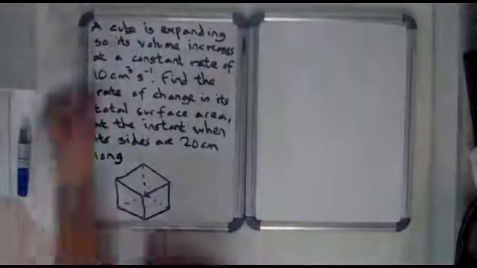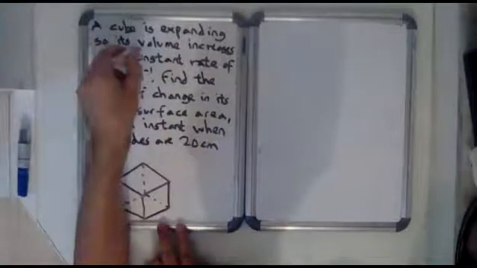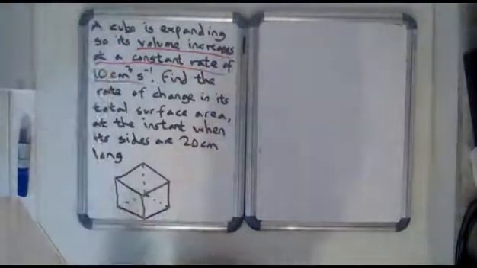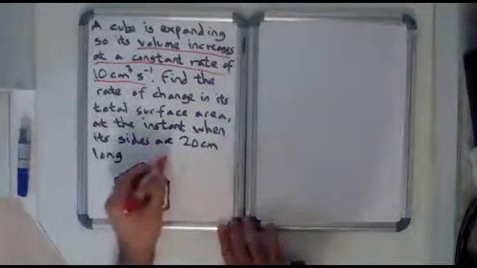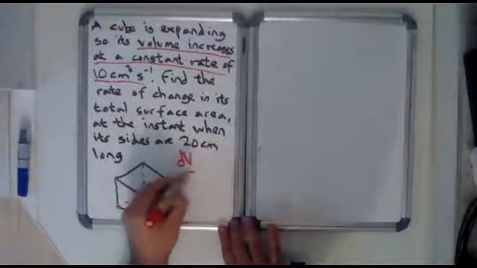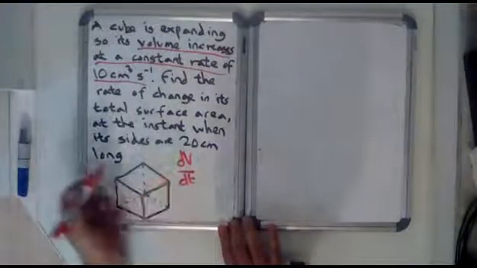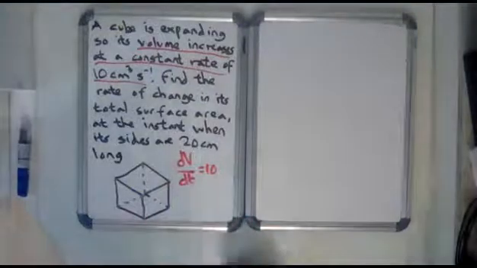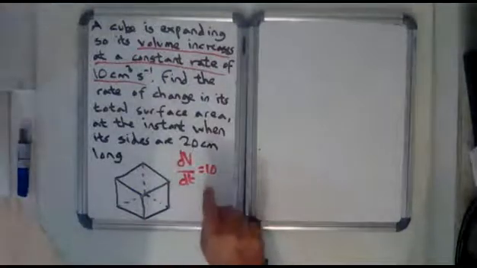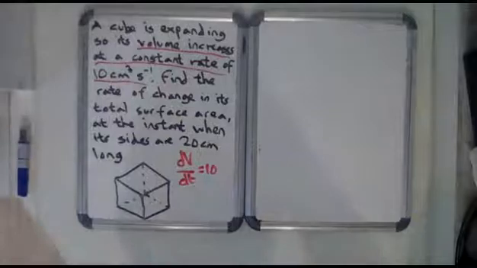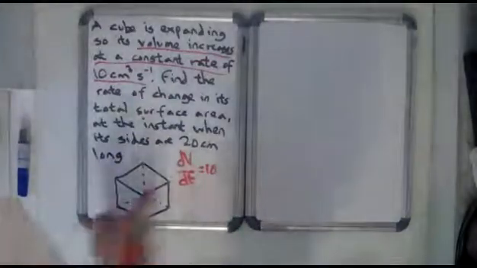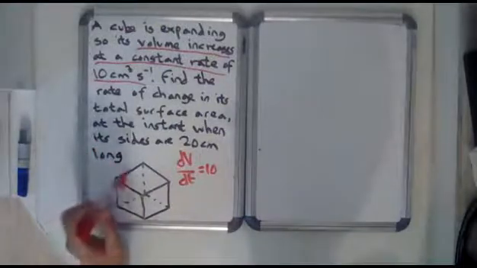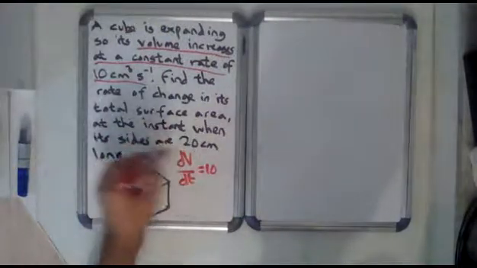So I like this: volume increases at a constant rate of 10 centimeters cubed per second. That's telling us that dV by dt, the rate of change of volume with respect to time, is 10. I won't put the units in, but that's something we're going to use, and it doesn't change. It's not talking about an instant rate, it says constant rate, so it's something we can use.